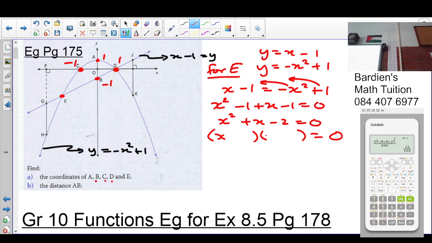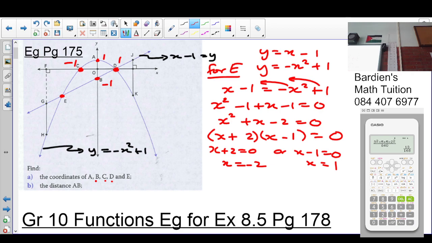So we got x and x, 2 and 1, plus and minus. So x plus 2 is equal to 0 or x minus 1 is equal to 0. So x equals -2 or x equals 1. So now you ask yourself, we want to calculate one coordinate of E.